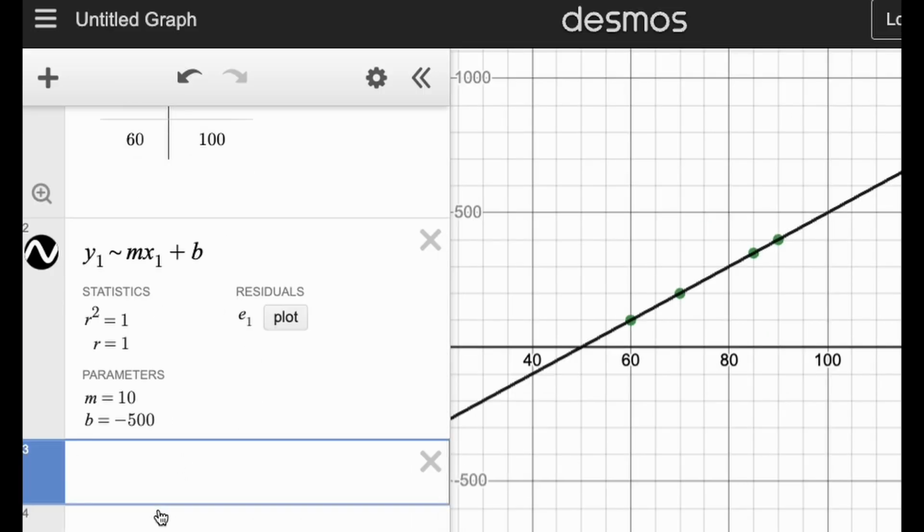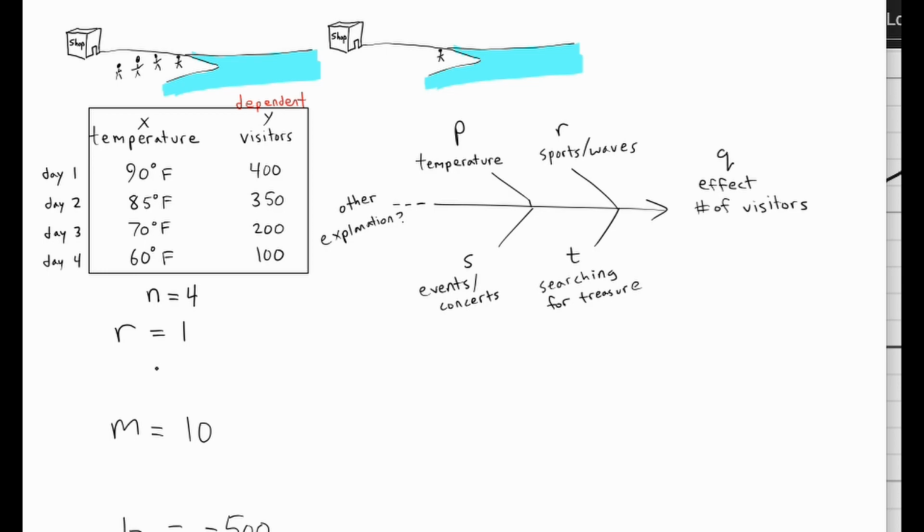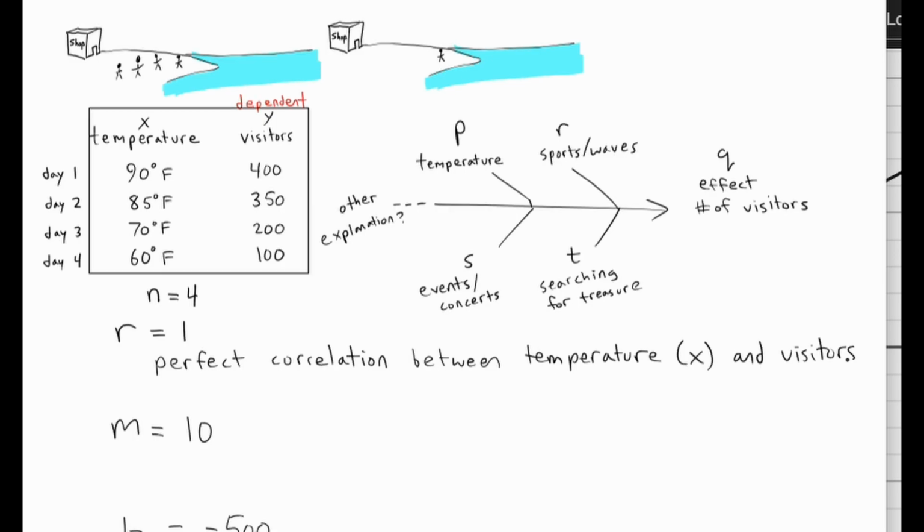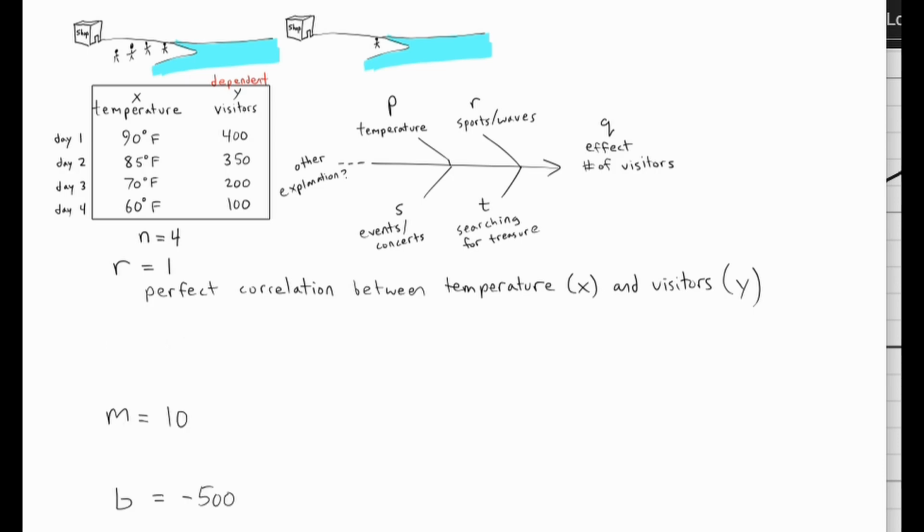So going back to my data here, for an R value of 1, what we see is that there is perfect correlation between temperature X and visitors. There's several statements you could make about that. One of the statements you could make is that because it's a positive correlation, you'd say that as X increases, what happens to Y? Does it increase as well? Does it stay the same, or does it go down? How does it respond to the X? When the temperature goes up, do the visitors go up? As X increases, Y increases also.